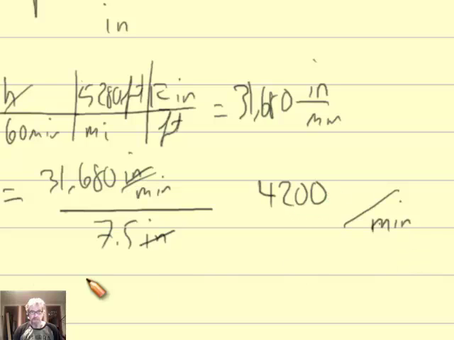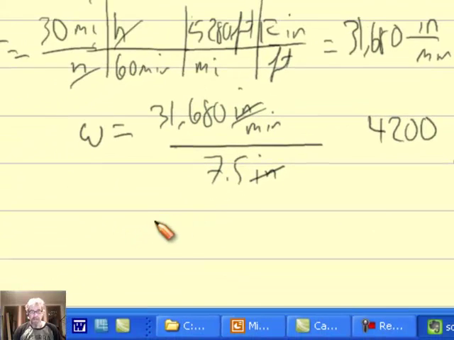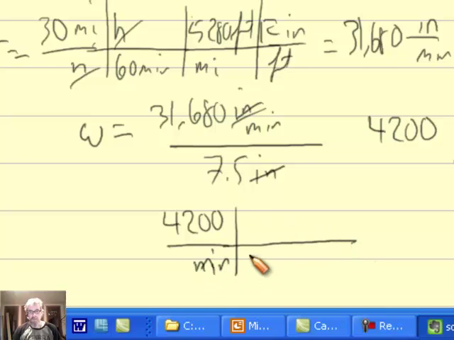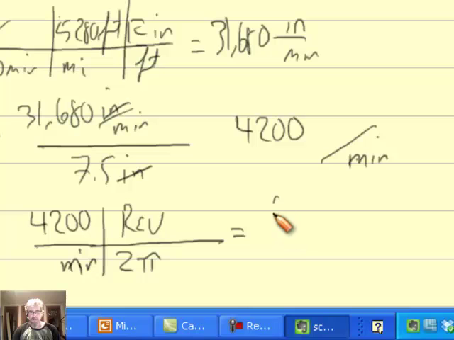But I want that in revolutions per minute, so I'll do a little conversion here. 4,200 per minute. And I know that there are 2 pi unitless radians for every revolution. So dividing 4,200 by 2 pi will give me 668, and that's revolutions per minute, and that's the unit we're looking for.